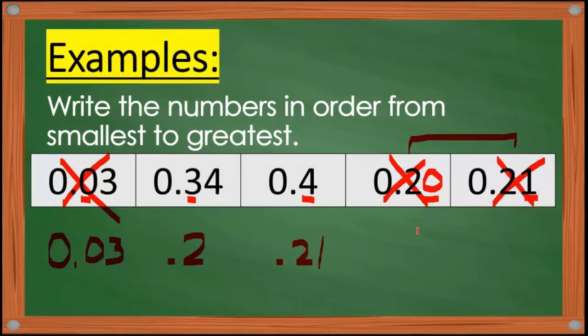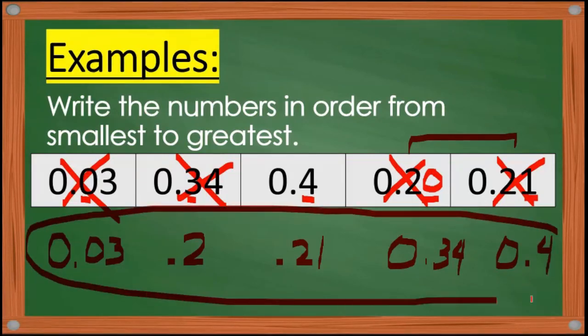0.21. Okay, next, which is the smallest between 0.34 and 0.4? Obviously, 3 or 4, the smallest is 3. 0.34. And then last, we're going to write 0.4. So that will be our answer. You arranged already from smallest to greatest.